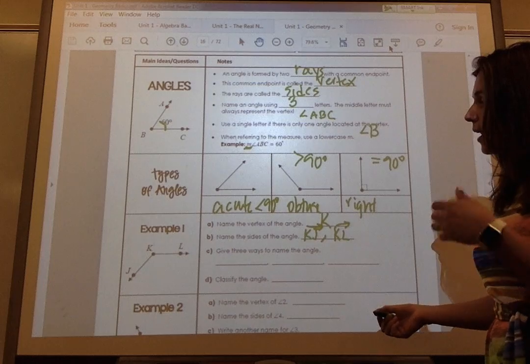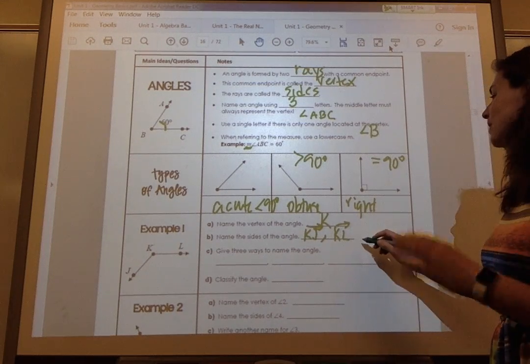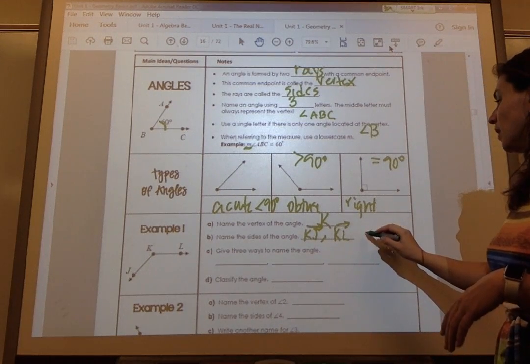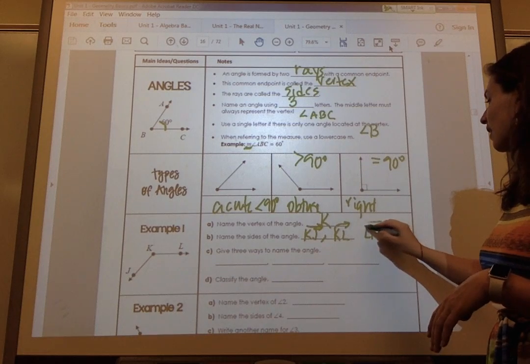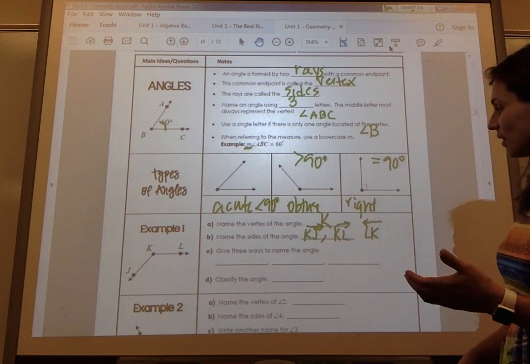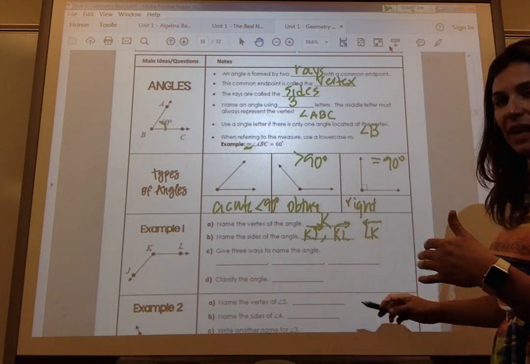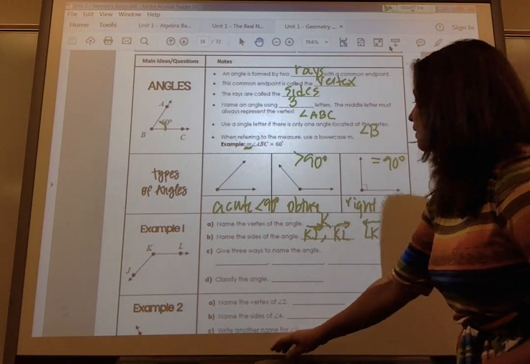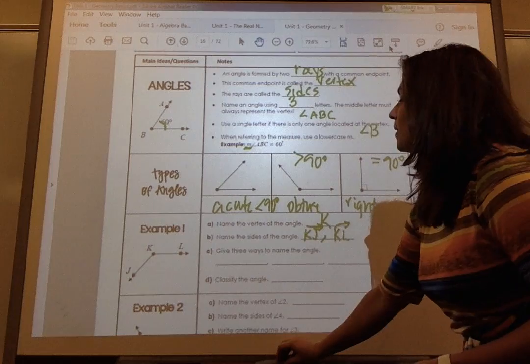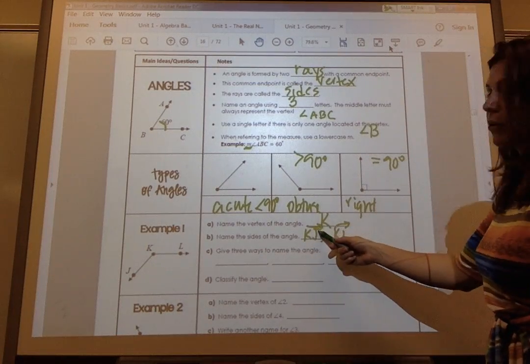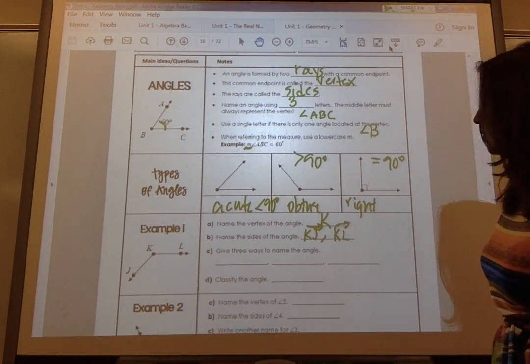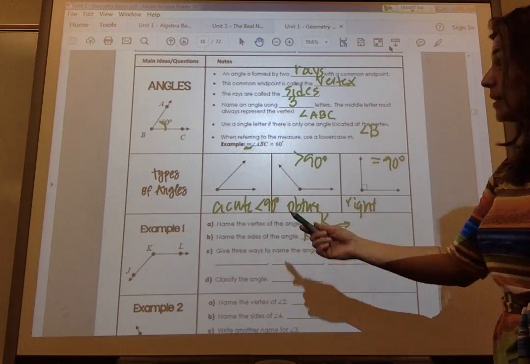Now, sometimes people say, can I do LK and have the arrow go to the left? I mean, that's okay. It's just a little confusing. So usually we see that arrow pointing to the right. So I'm going to tell you go from the vertex and label that angle with the arrow going to the right.